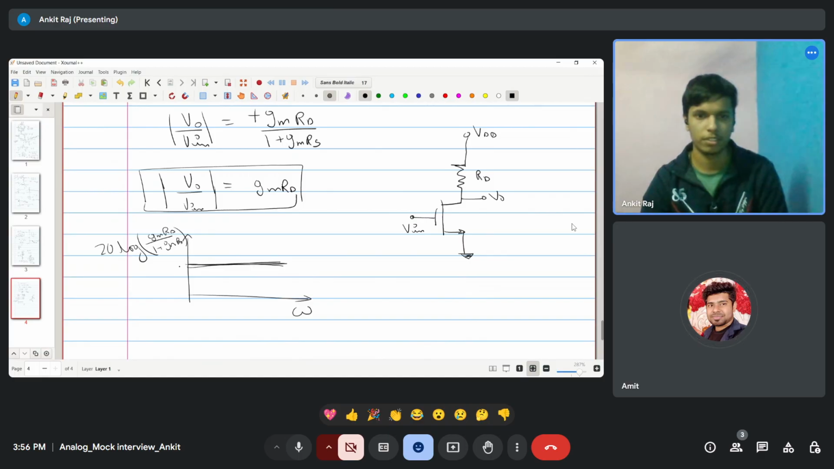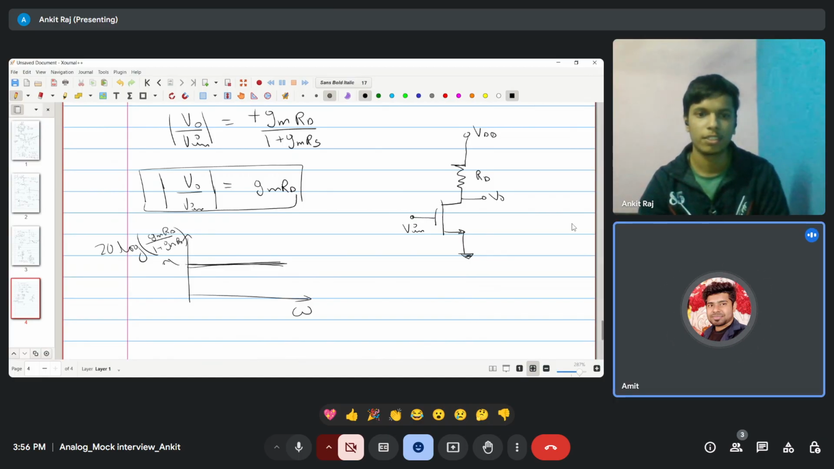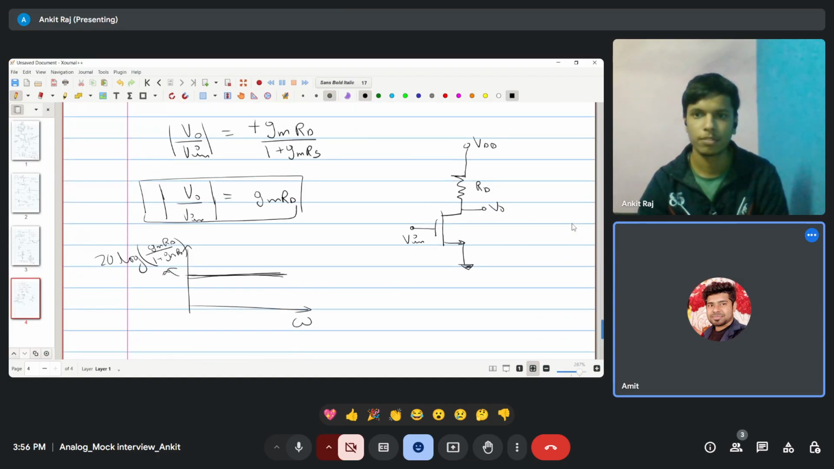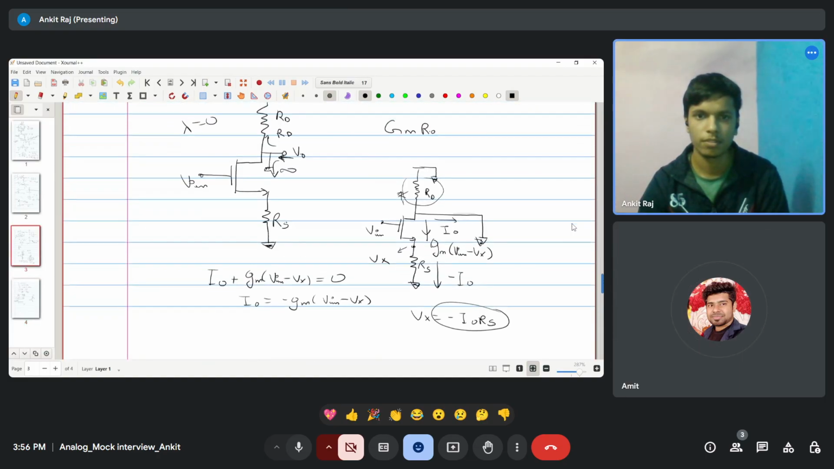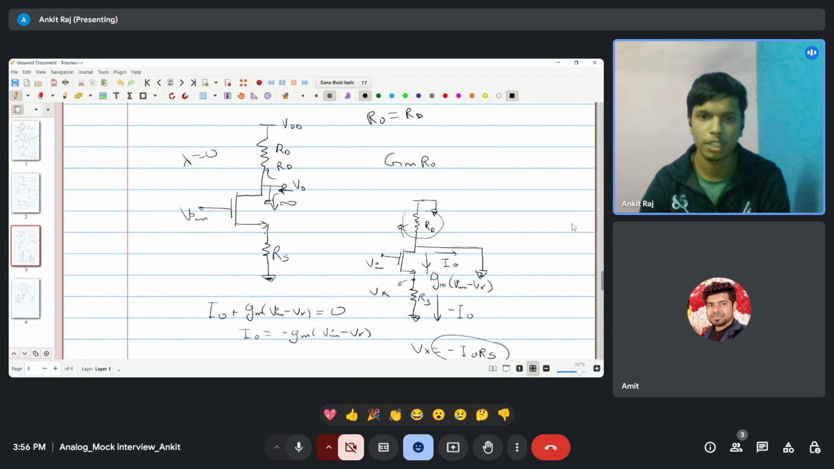Okay, so this is one. Now make a capacitor across RS in the above circuit. Now draw the Bode plot.